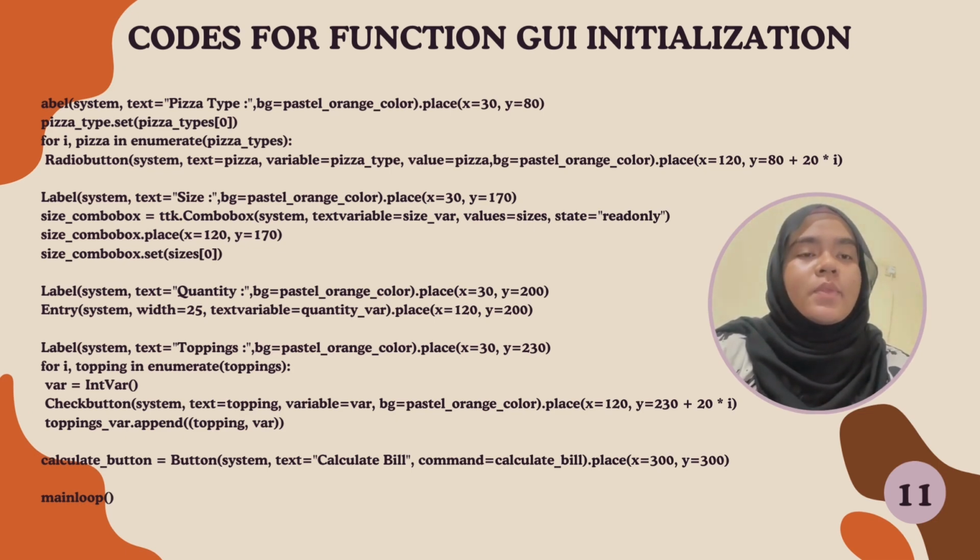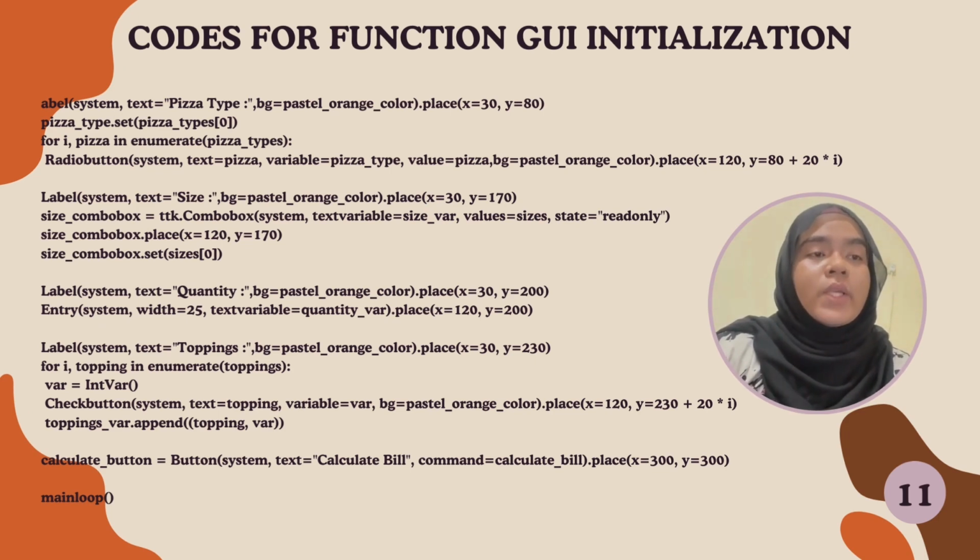Okay, pizza type dot set pizza type in array 0. So this sets the default value for the pizza variable to the first pizza type in the pizza type list. Okay, for I pizza in enumerate pizza type radio button system text pizza variable pizza type value pizza BG pastel orange and place X 120 Y equal to 80 plus 20 times I.